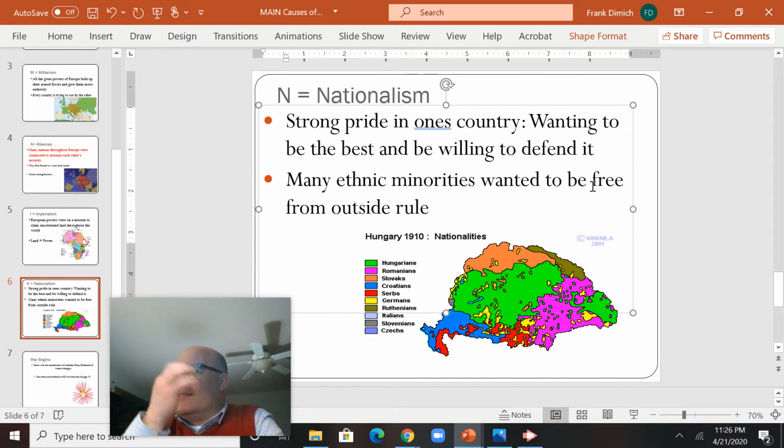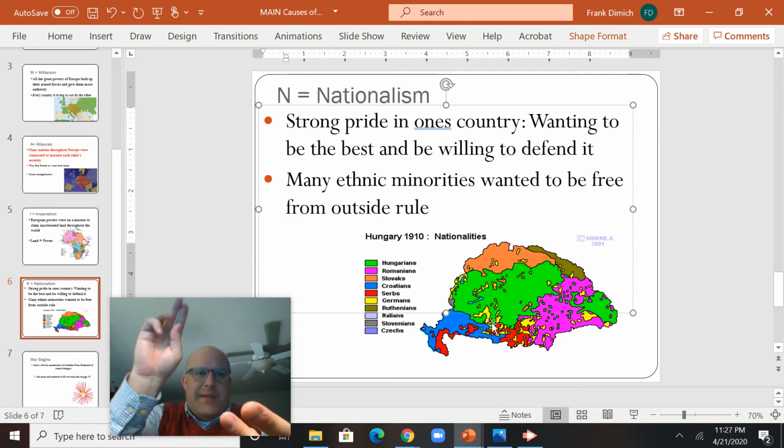So there's an intense competition among nations. This pride starts to build up with imperialism. Remember, we talked a lot about the nationalities and how these nationalities wanted to be free from outside rule: the Greeks, the Croats, the Serbs in the Austro-Hungarian Empire, the Hungarians, the Romanians, all these wanting to be free from their various empires, the Austro-Hungarian Empire, the Ottoman Empire.